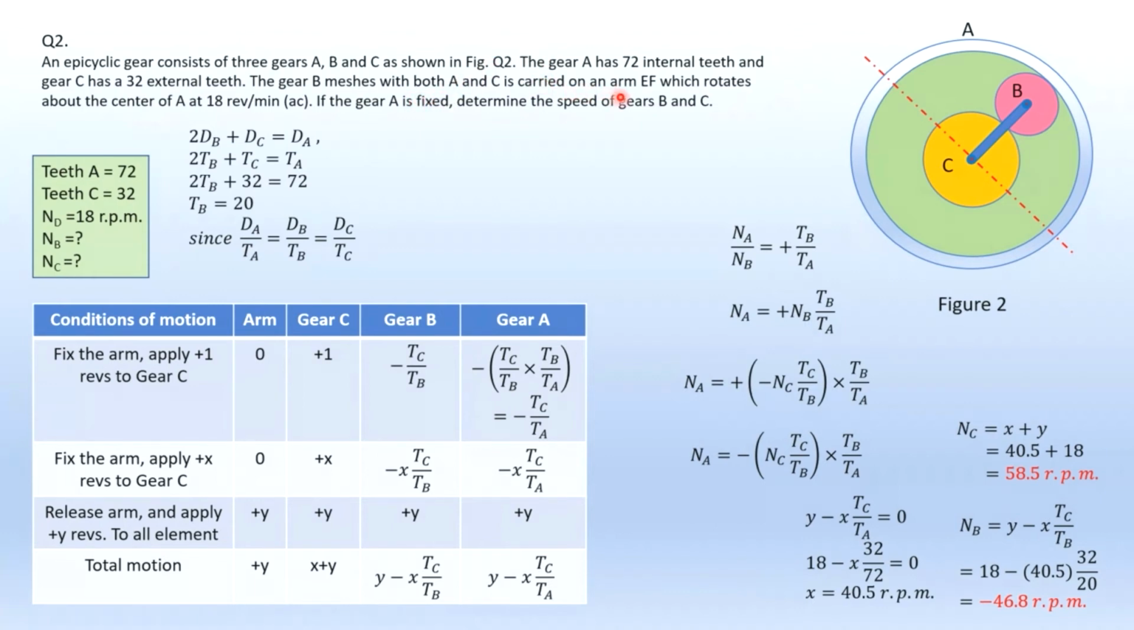It is carried on an arm EF. So B and C are carried by this arm, called EF, which rotates about the center of A at 18 RPM anti-clockwise. Now, if gear A is fixed, the question asks us to find out the speed of gear B and gear C.